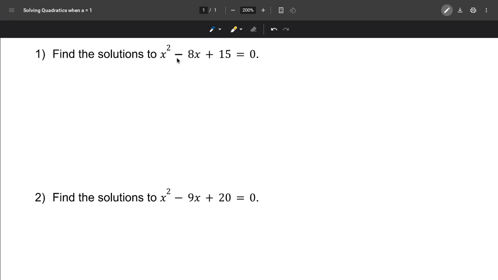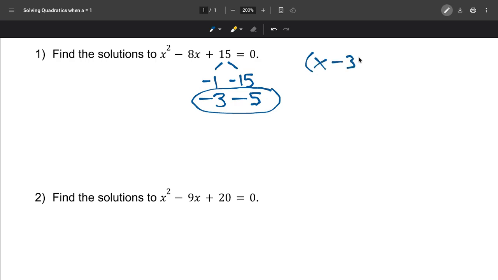Now we note here we have a negative number here and a positive number here. That means that we should list out the negative factors of 15. So for instance, negative 1 and negative 15, and negative 3 and negative 5. Now negative 3 and negative 5, those add to negative 8, so I'm going to select those, and I'm going to write my factored form as x minus 3 times x minus 5, and I want to set that equal to 0.